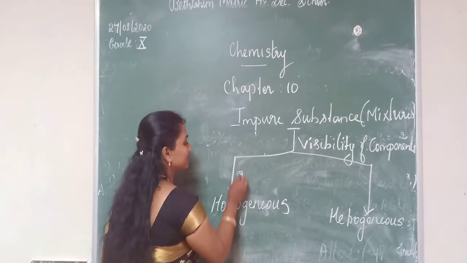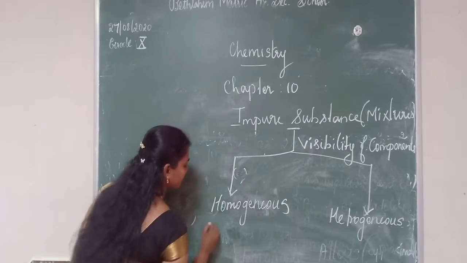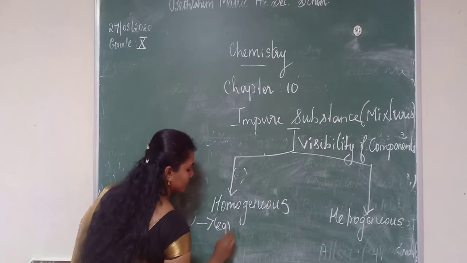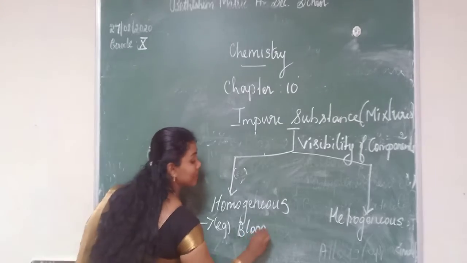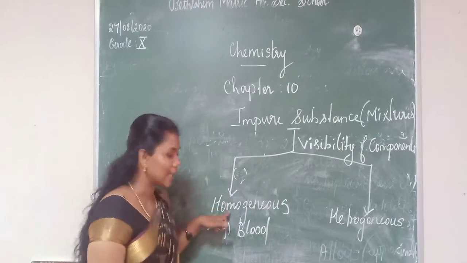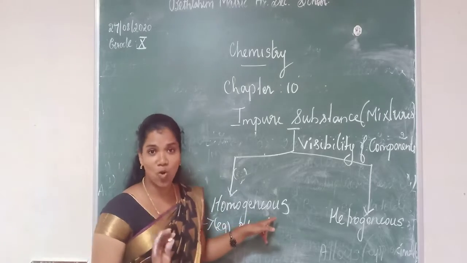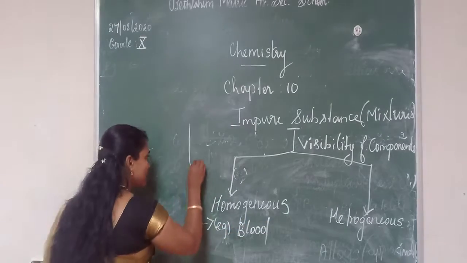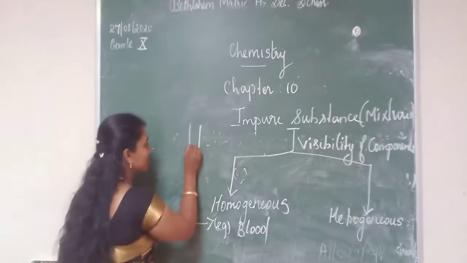For example, blood. Already I said blood comes under impure substance. And under these two categories, it comes under homogeneous. Why is it homogeneous? For example, take a test tube. In that, I am taking the blood.